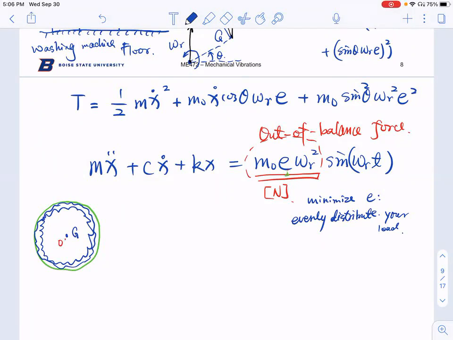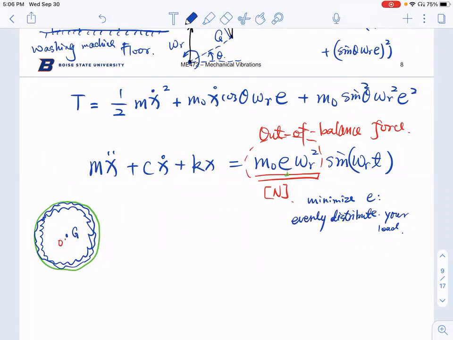If you watch closely your washing machine, I believe some of the machines actually have a feature to balance the load. So if you press start, the machine actually doesn't start immediately. You're going to see the bucket moving left to the right, and then it says load balancing. So it's actually trying to move your clothes around so that your G can be centered.